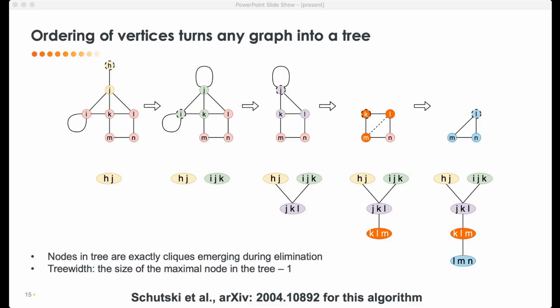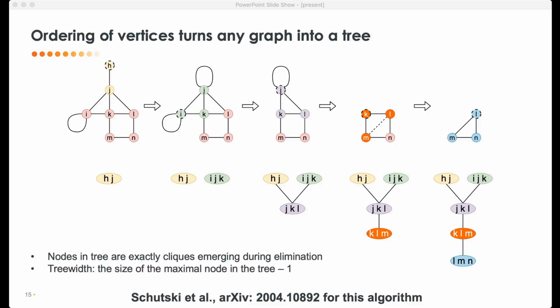Then we add a clique jkl. jkl shares vertices with previous cliques, so it should be connected to them. We should proceed in this way until all vertices of the initial graph are contained in some vertices, or bags, of the tree. You can find a version of this algorithm with longer explanation in our work, cited below.